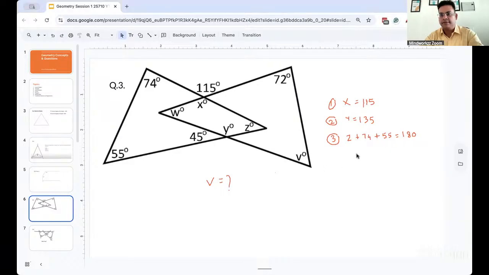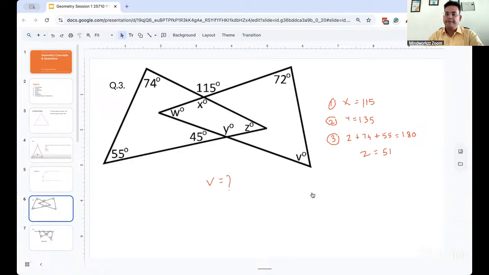I don't think it's tough. 74 plus 55 is 129. So Z would be 180 minus 129, which is how much? 129, 130, so 51. I hope this is clear. This is correct. Z is equal to 51. Yes. So you have got Z as 51 now.